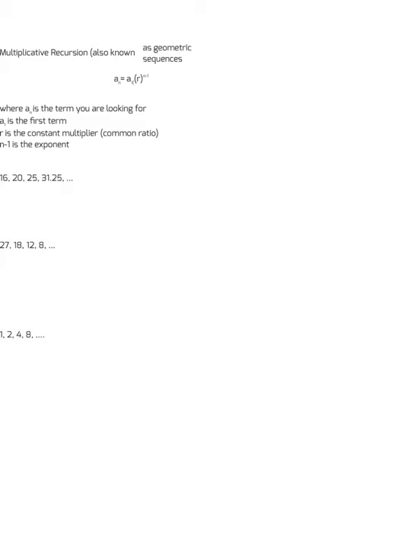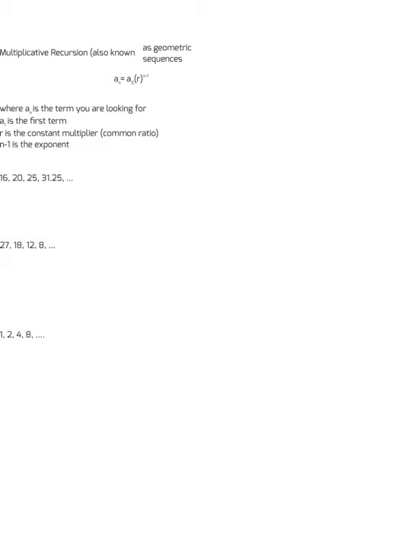A sub n is the term you're looking for. So when we give you a list, like you'll see right down here, and it'll say that we want the fourth term, that is what your A sub n is. A sub 1 is the first term. R is the constant multiplier, also known as the common ratio. And then n minus 1 is the exponent that you're going to raise the r to.